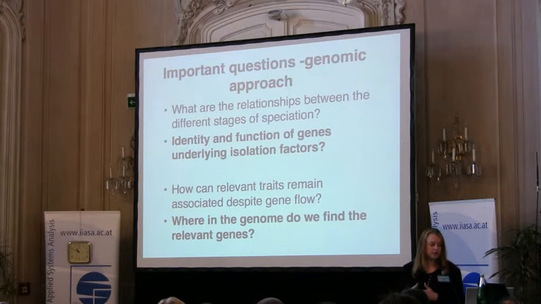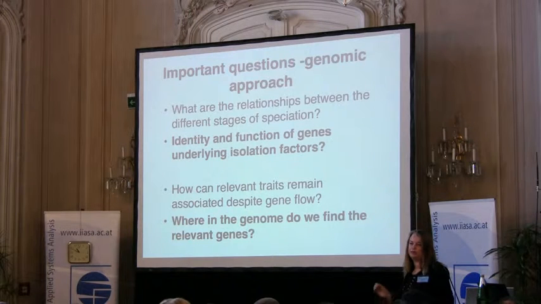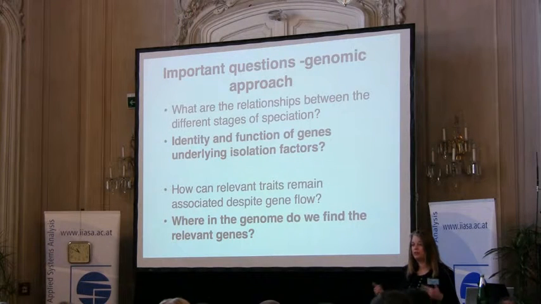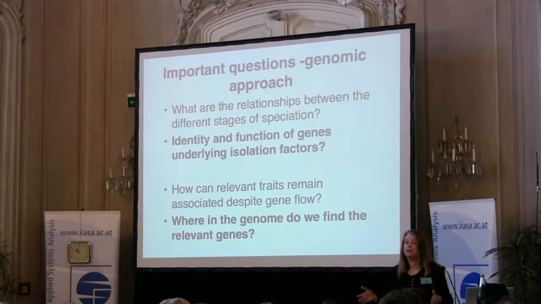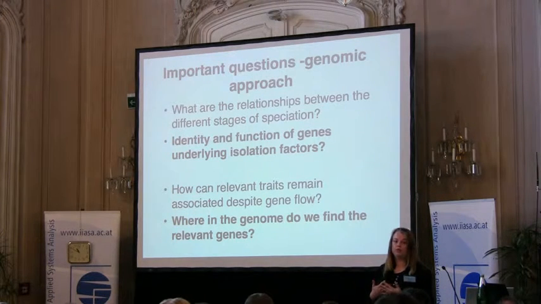And we can also ask ourselves where in the genome these genes are found, and that can give us a hint of how reproductive isolation can continue to evolve even if it is happening in sympatry or at secondary contact, where you have some gene flow going on between the divergent populations.